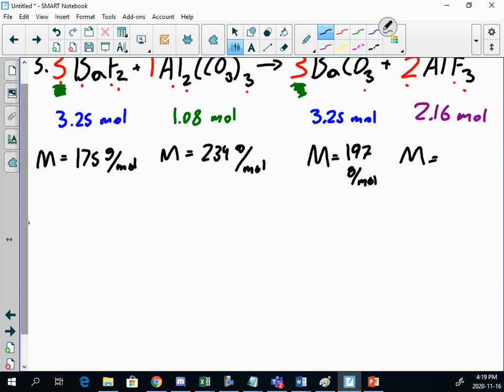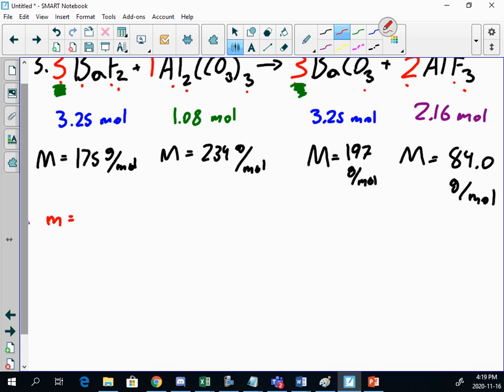And the molar mass of aluminum fluoride is 84 grams per mole. I've used 3 sig figs in all of my measurements here, just so that I get a consistent 3 sig figs everywhere I go. Okay, so now I can find the mass. In each case, to find the mass, I will just do number of moles times molar mass.